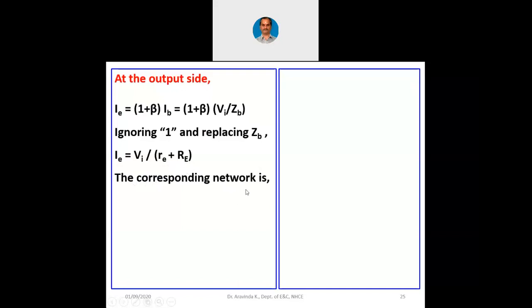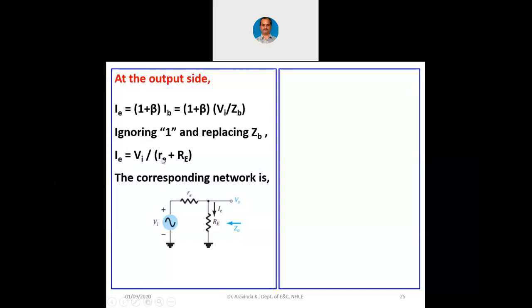Let us try to write a network for this particular expression now. That is why I told you the analysis of common collector is slightly different from the earlier circuits, because the emitter is not directly grounded here. So we will have to write a network for this particular expression. We can write the network like this. You can see Vi, then you have small re, then you have capital Re. Across capital Re, we are taking the output. So we have written the expression here.